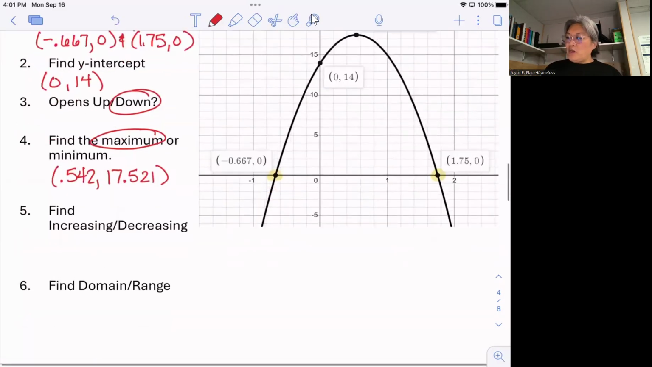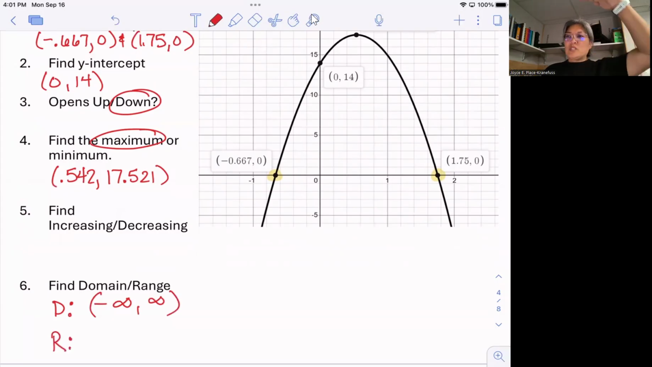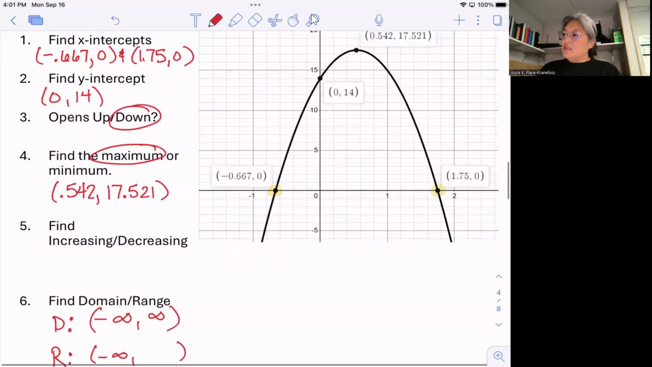Now let's talk increasing and decreasing. Actually, let's talk domain and range first of all. Domain is the same for all of these. We're going to go from negative infinity to positive infinity. Our range goes from bottom to top. So if we start at the bottom, we start at negative infinity. We max out at this 17.521.